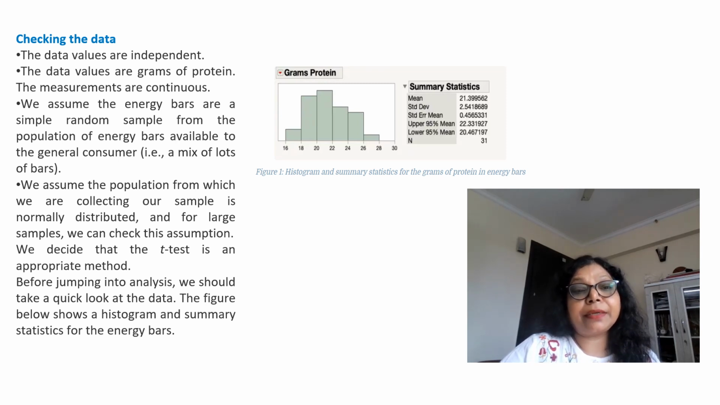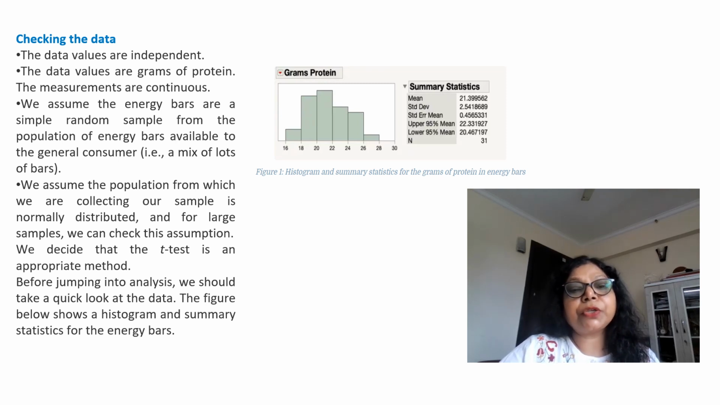Let's check another: the data values are grams of protein, so the measurements are continuous. Then we need to assume that the energy bars are a simple random sample from the population of energy bars available to the general consumer, that is, a mix of lots of bars. We also assume the population from which we are collecting a sample is normally distributed, and for large samples, we can check this assumption. So we decide that the t-test is an appropriate method.